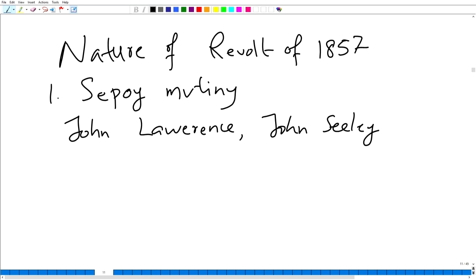These historians, John Lawrence and John Seeley, argue that the Great Rebellion of 1857 was a mere Sepoy Mutiny and it did not command the support of the majority of the population. The British, as the constituted government of the day, suppressed the rebellion and restored law and order. This is the opinion tendered by these historians, John Lawrence and Seeley. Whether the explanation is adequate and satisfactory, the answer is exactly no.